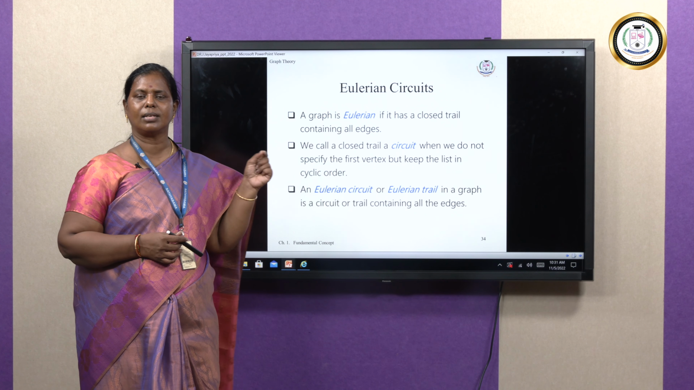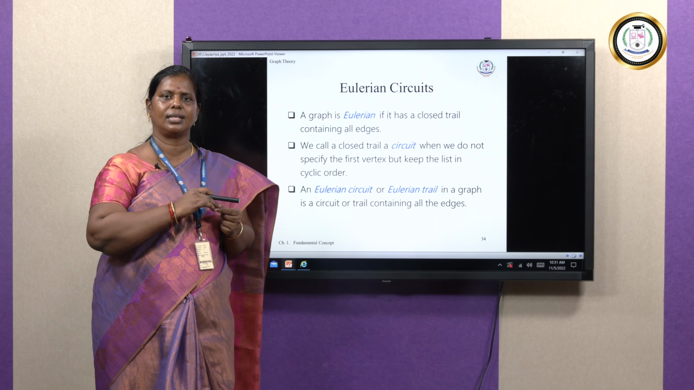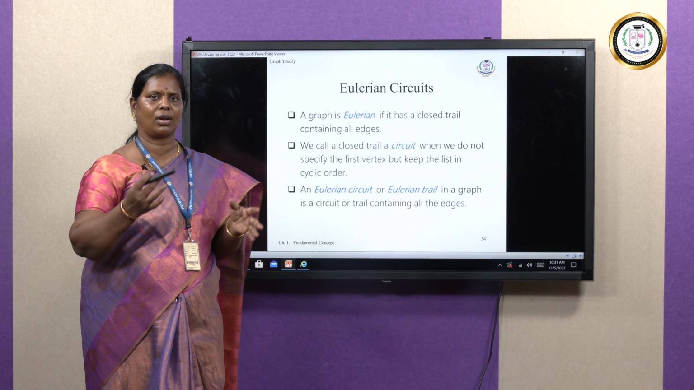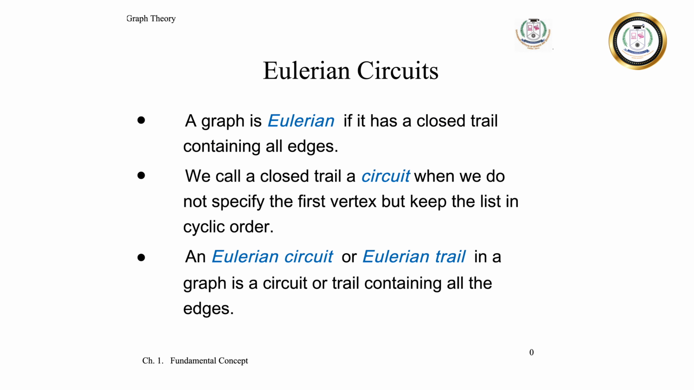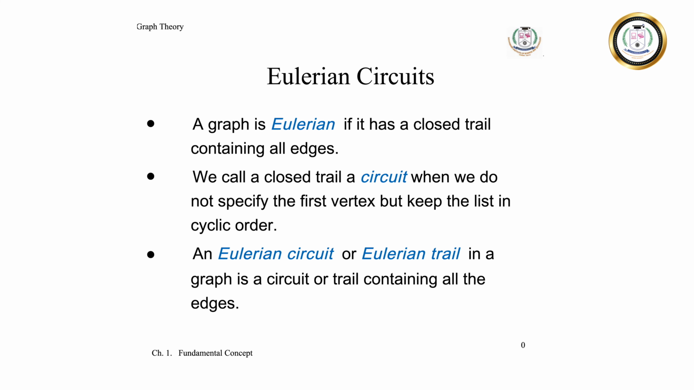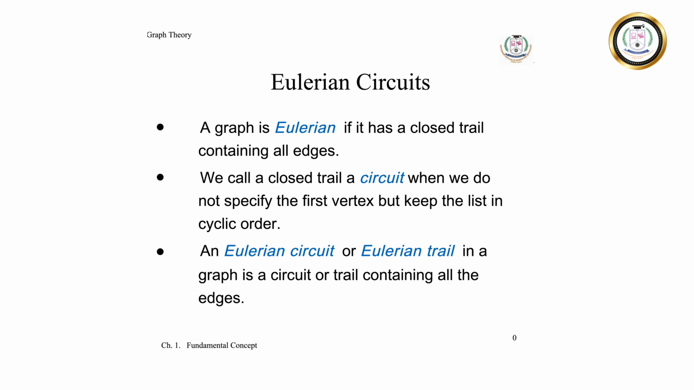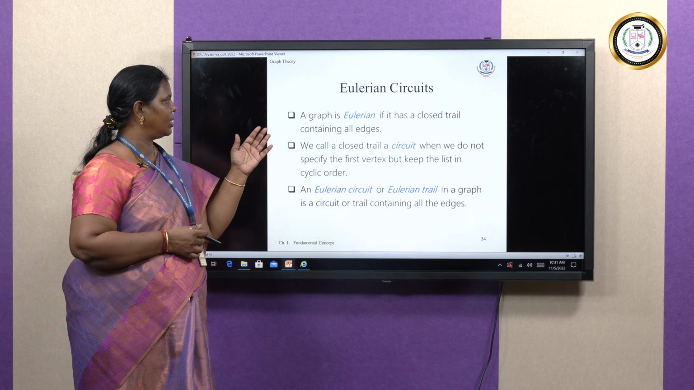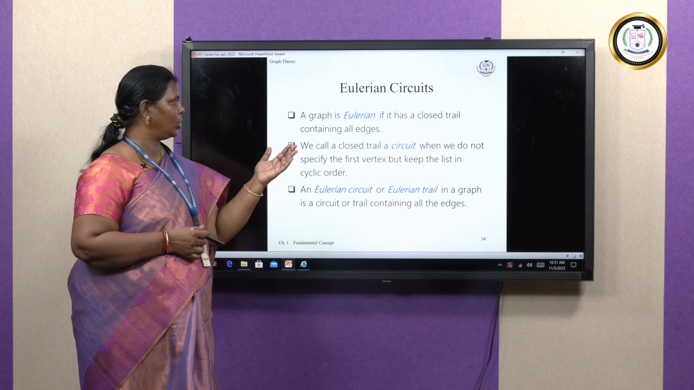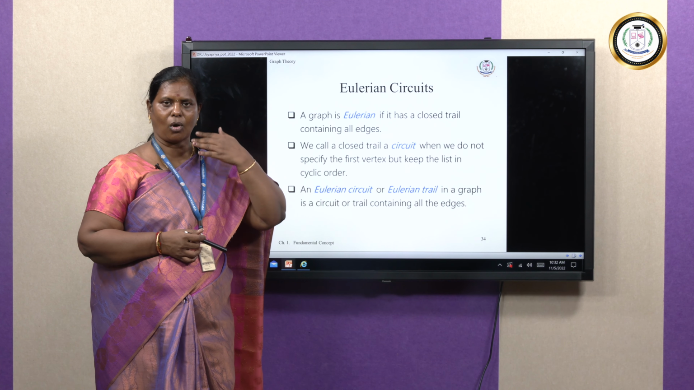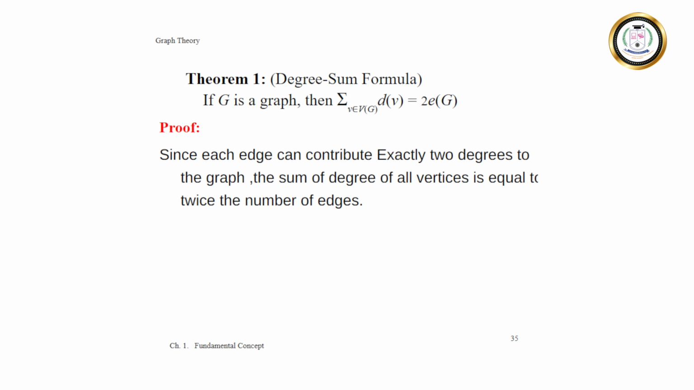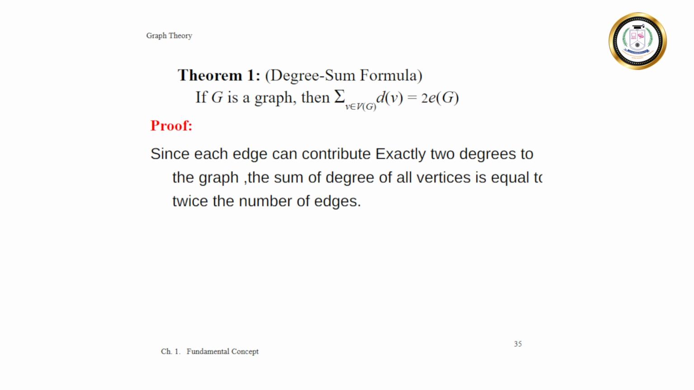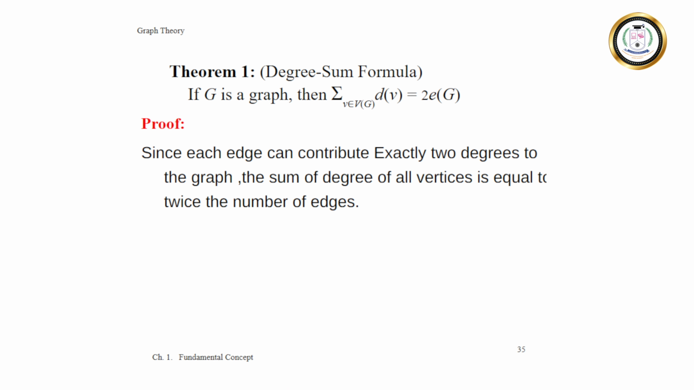So, in other words, whenever the starting vertex and end vertex are the same, we call it a circuit. An Eulerian circuit or Eulerian trail in a graph is a circuit or trail containing all the edges. So, if in a trail you are able to cover all the edges, we call it an Eulerian trail.